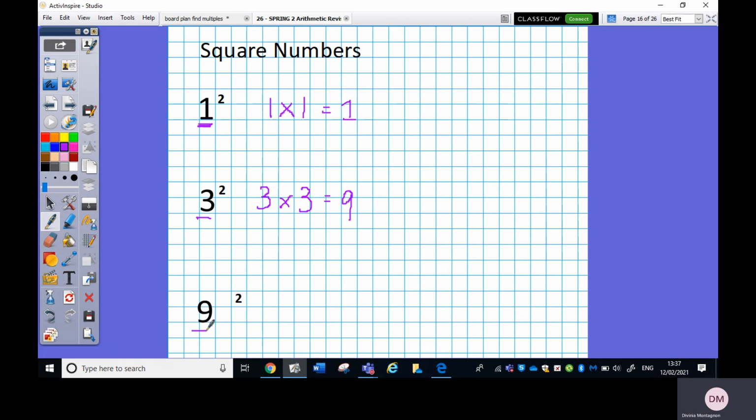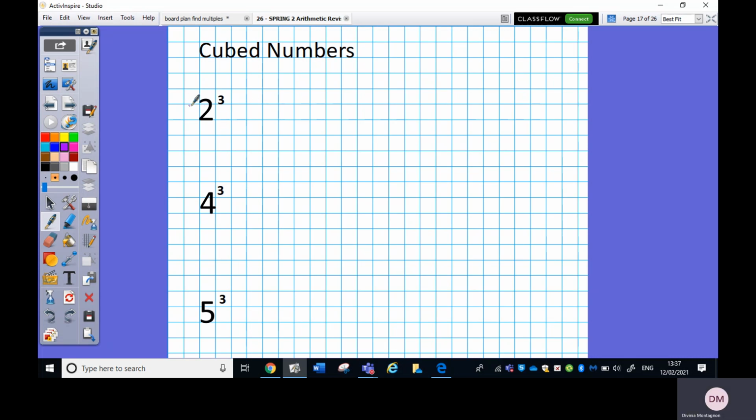Excellent. What about this? Oh, don't know what happened to my square there. Here we go. 9 times 9. Excellent, which equals 81. Fantastic. Now let's take a look at cube numbers.